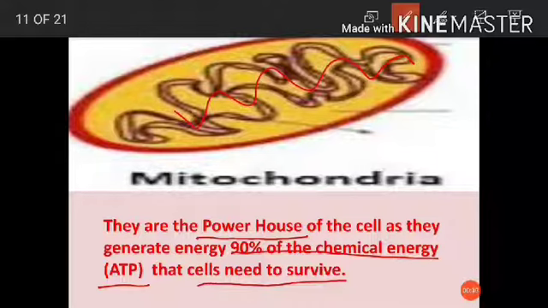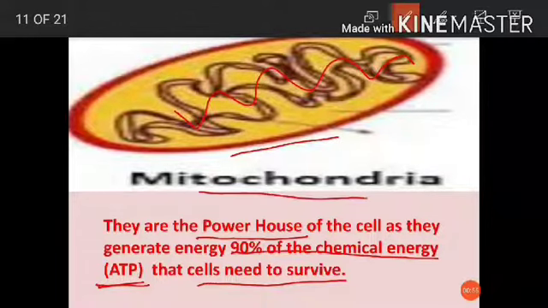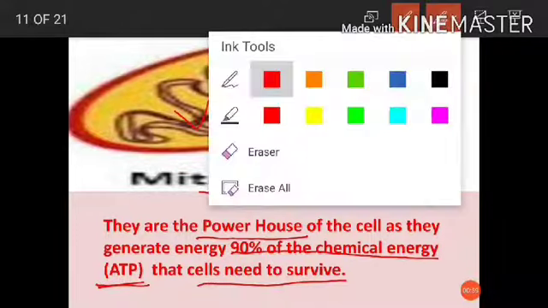So, the ATP is also called the energy currency of the cell. This energy is stored in the mitochondria in the form of ATP, and that is why mitochondria is called the powerhouse of the cell.